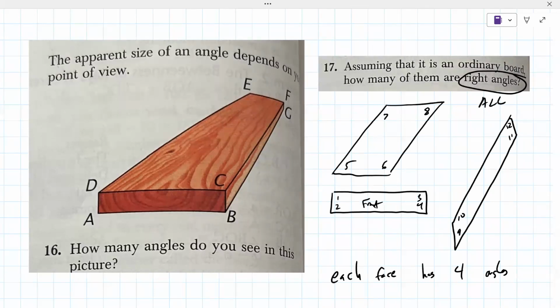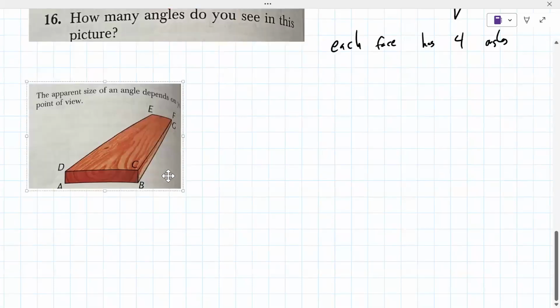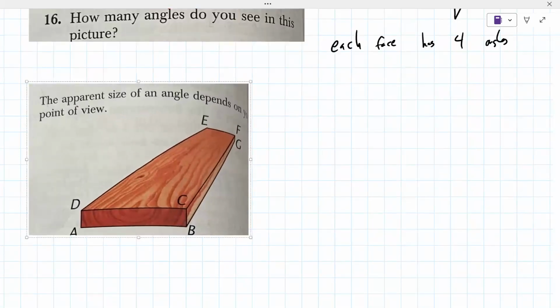Now, to do 18 and 19, we've got to go back to the picture. Grab the picture one more time, and then we're going to answer these questions about which ones are acute and which ones are obtuse. So 18 is acute. I'm going to say that none of the front ones look acute, but maybe there are ones on the side or the top that look acute. And you have to use three letters for the angle.